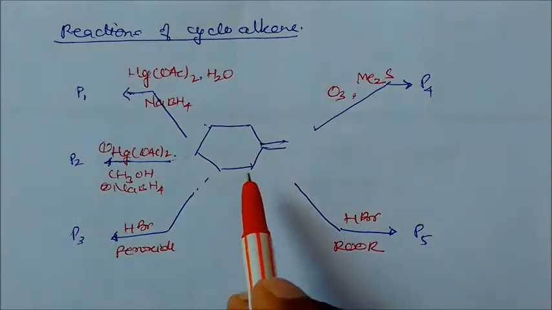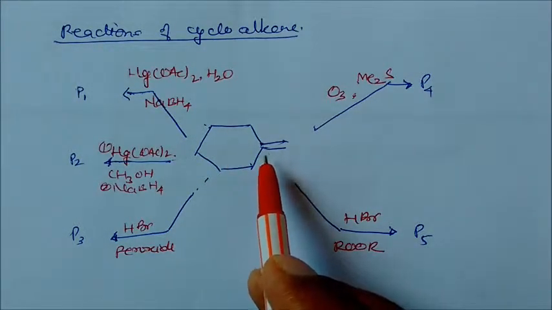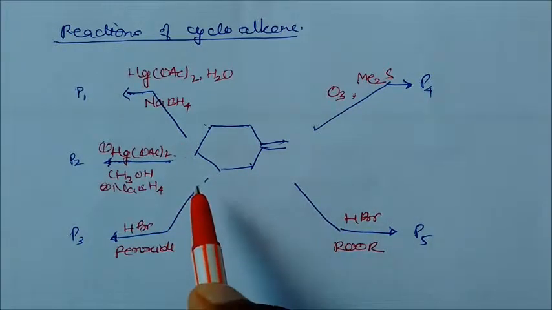This is the cycloalkane. You can see an alkene outside and one ring attached with the double bond. So these are different products. We have to find what the products are.